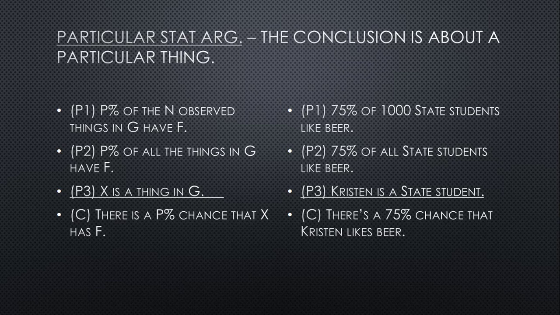P3, Kristen is a state student. Kristen is a particular member of the relevant group G, being a state student. Conclusion: therefore, there's a 75% chance that Kristen likes beer.